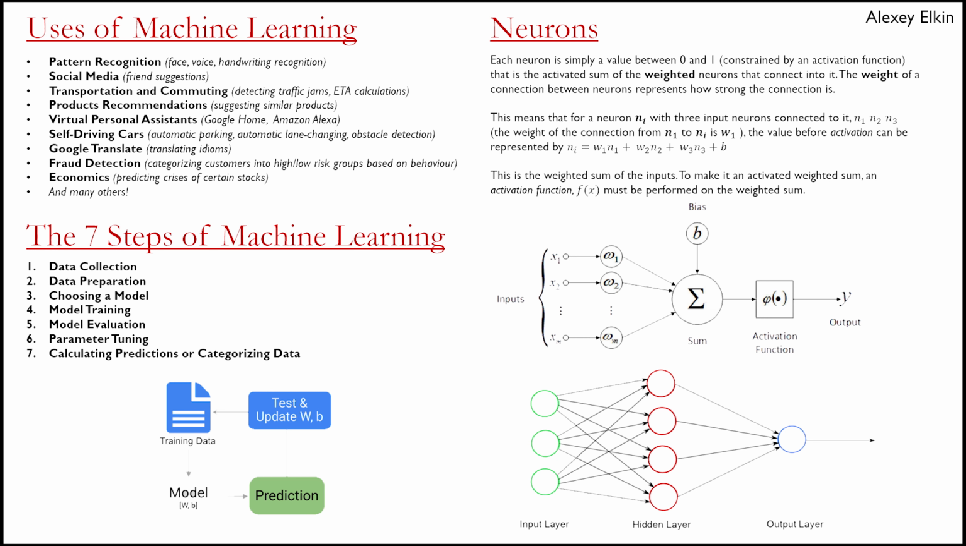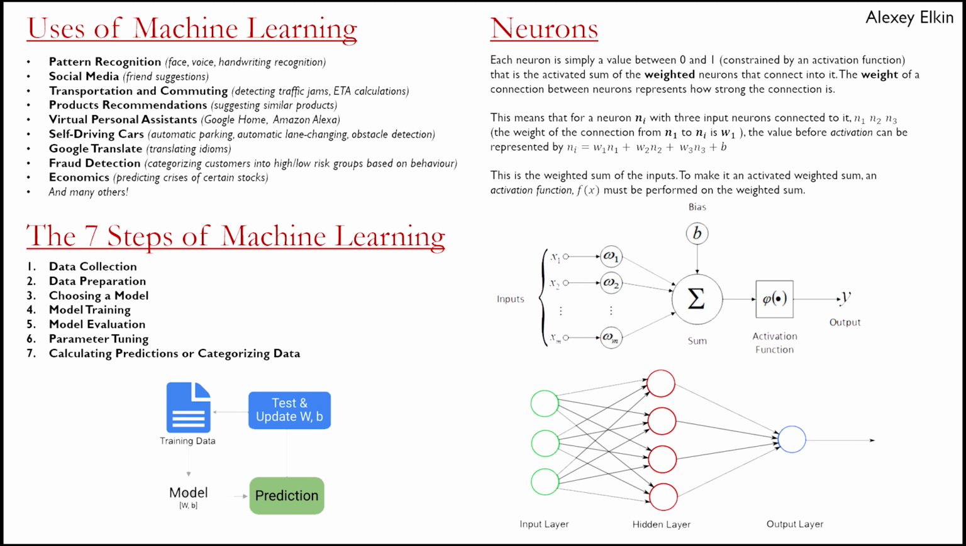The simplest neural network configuration consists of a series of neurons arranged in 3 layers. Each neuron is simply a value between 0 and 1, constrained by an activation function, that is the sum of the weighted neurons that connect into it. These layers are known as the input, the values given to the neural network, the hidden layer, the values calculated by the network, and the output. These neurons are connected by weighted edges called synapses.